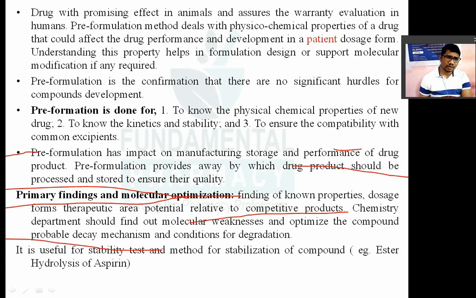Now it is useful in the stability. Okay, it is useful for the stability test. Then method of stabilization of compound. There are different methods to stabilize a compound. For example, अगर कोई एसिड है तो वो हाइड्रोलाइसिस होता है, एक काम करो उसको ईस्टर फॉर्म में बनाओ तो कम हाइड्रोलाइसिस होगा. So ester hydrolysis of aspirin, etc. You can modify the molecule. Okay. Now this is just a background about the pre-formulation.